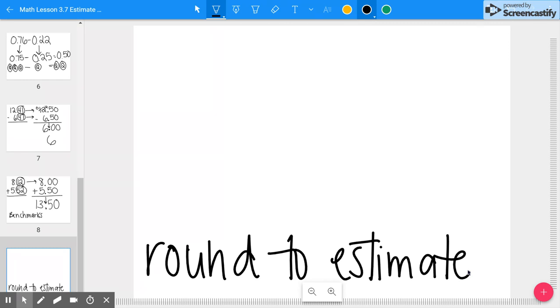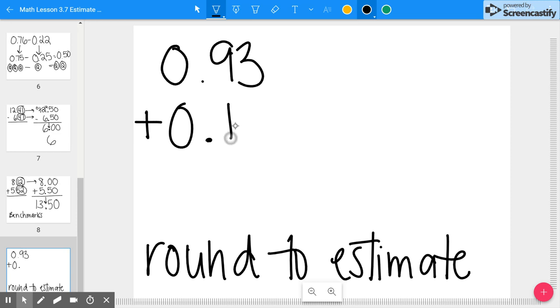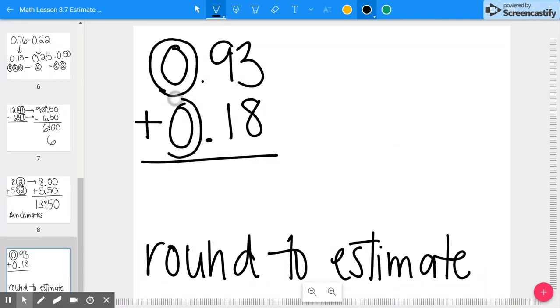Unless it is more specific, where it says round to the nearest 10, round to the nearest 100, we are always going to focus on the one's place value. So if I have this number, 93 hundredths plus 18 hundredths, remember, I'm rounding to the nearest whole number. So I'm going to circle the number in the whole number place value, because that's the only number that I am going to either keep the same or change.